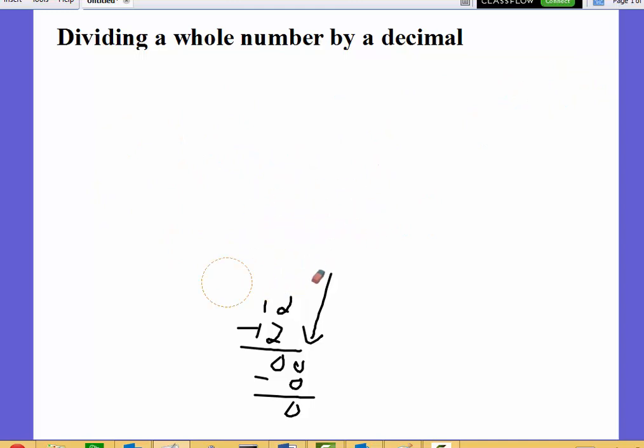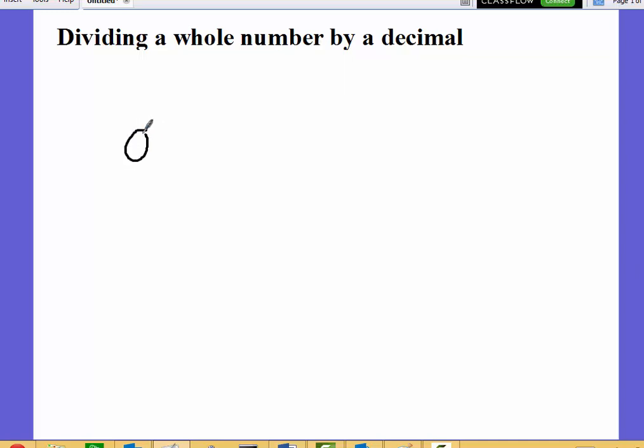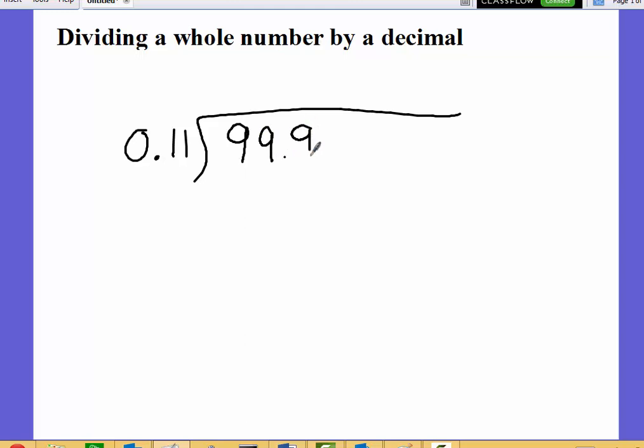So I'm going to have another whole number divided by a decimal. So my decimal this time, we're going to do it with 0.11, or 0 and 11 hundredths. And the number I'm going to be dividing, we're going to say is, let's do 99 and 9/10.